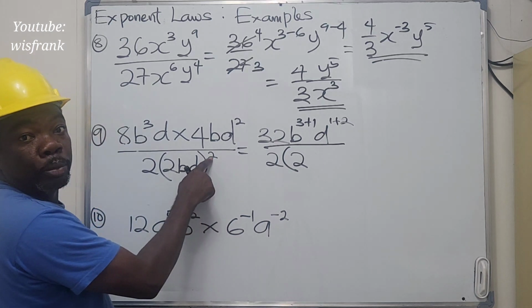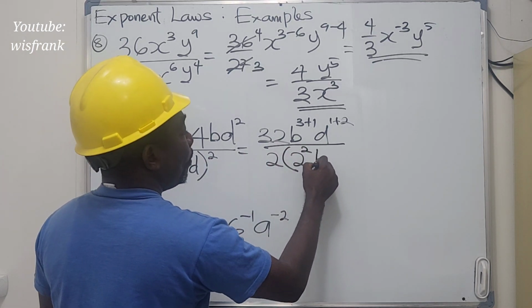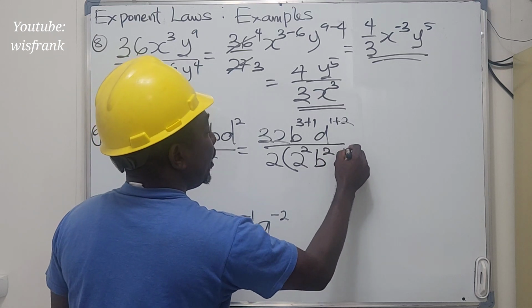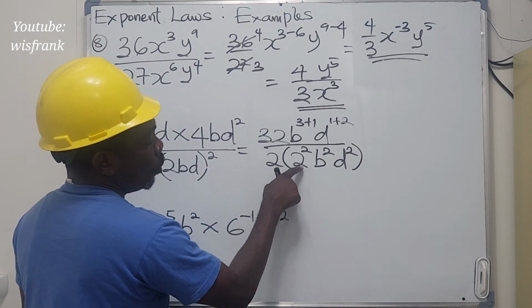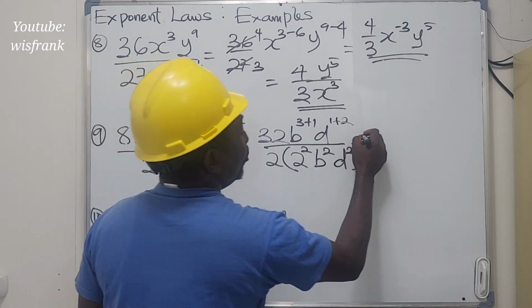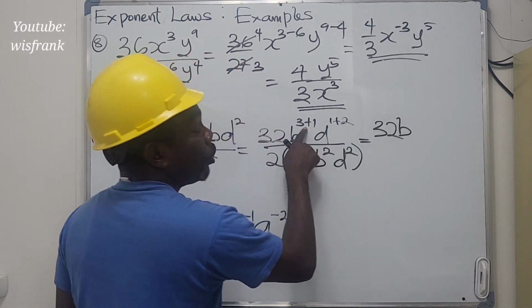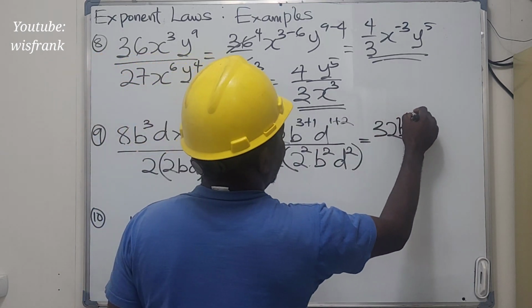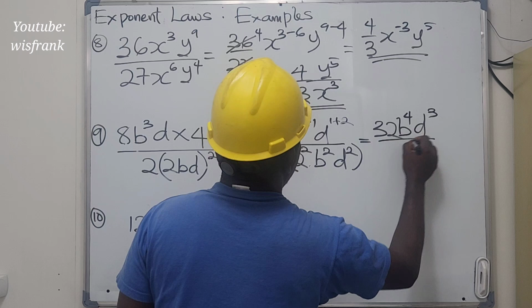So we need to distribute the power to each of these. So this will be 2 to the power of 2, b to the power of 2, then d to the power of 2. So when we multiply out this is going to give us 4. So this numerator will give us 32 b to the power of 3 plus 1, which is 4. Then we have d to the power of 1 plus 2, which is 3, all over.